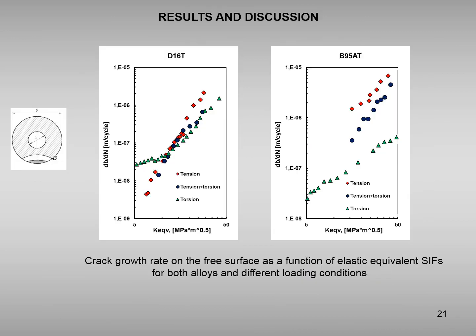The fracture mechanics parameters for the complex stress state, which were obtained in the previous part of our study, were used for crack growth rate interpretation. On this slide, you can see the influence of the loading conditions. It is clear that aluminum alloy B95AT is more sensitive to complex stress state. At the same time, the crack growth diagrams for D16T aluminum alloy changed insignificantly as a function of loading conditions.